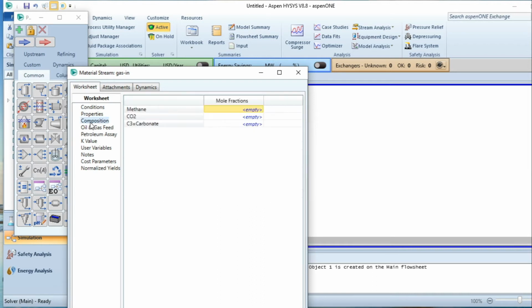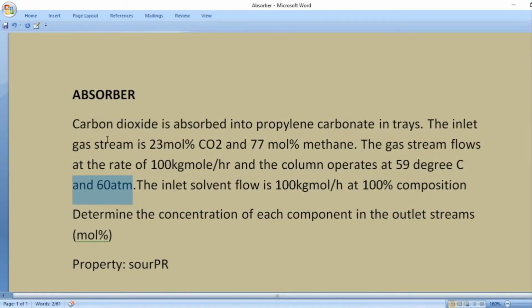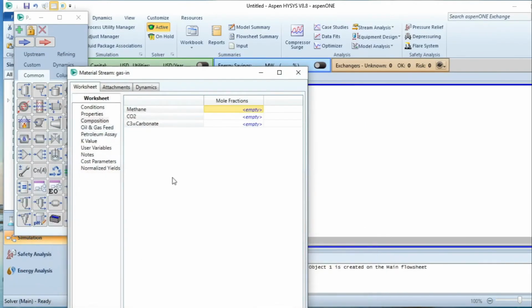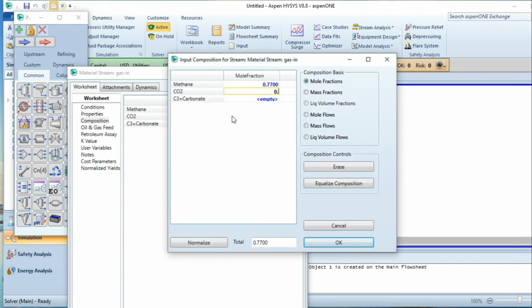So let's go to composition. Let's go back to the data again. This is the mole percent. For CO2 I have 23 mole percent, and for methane I have 77 mole percent. So methane is 77 mole percent, that's 0.77, and for CO2 I have 0.23.